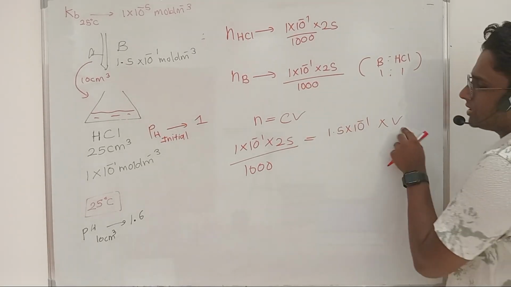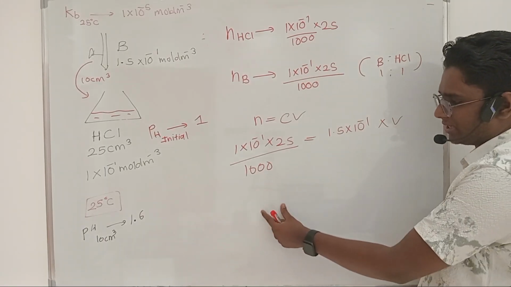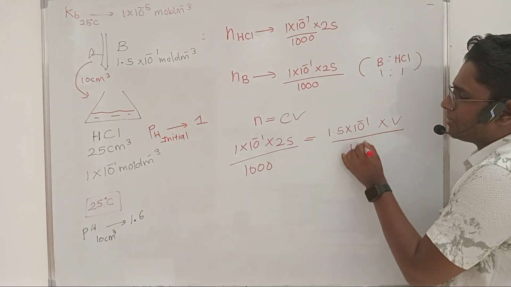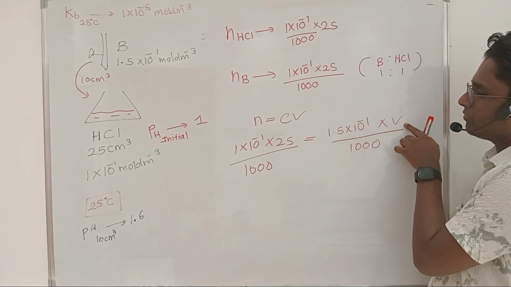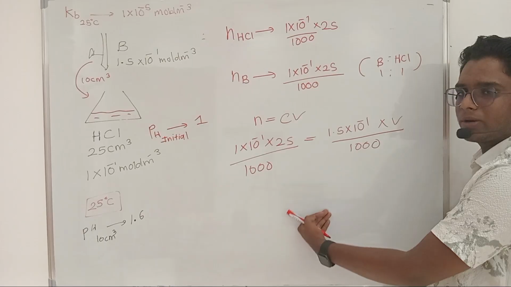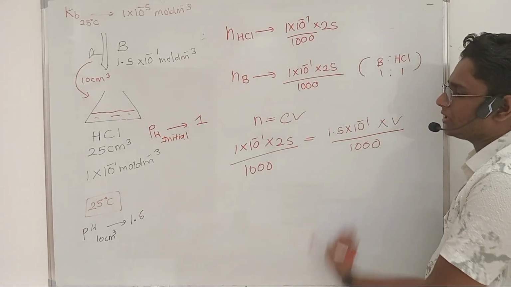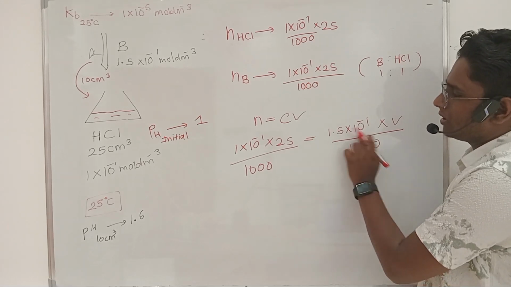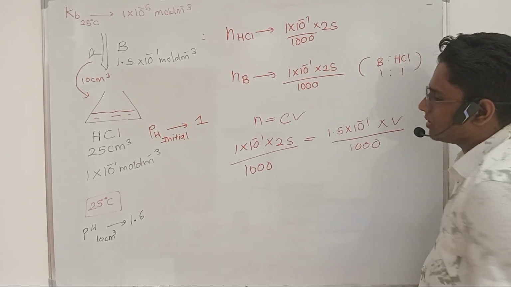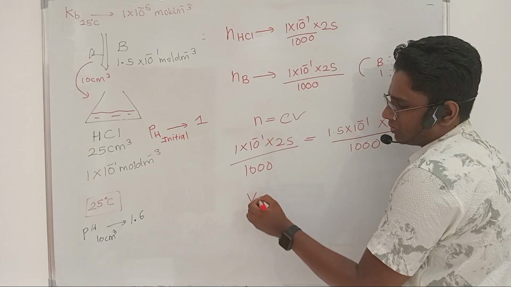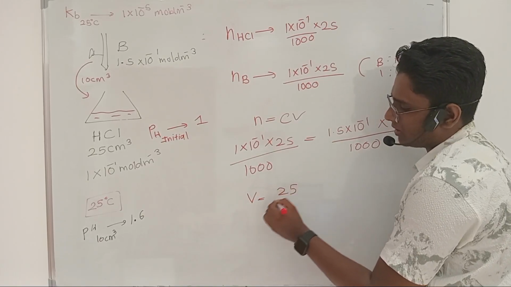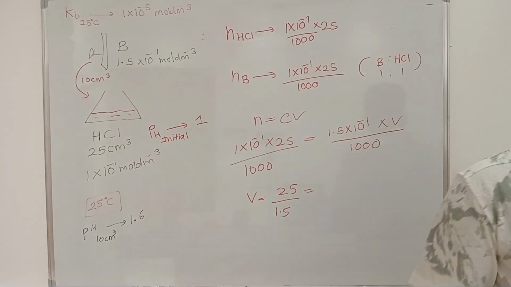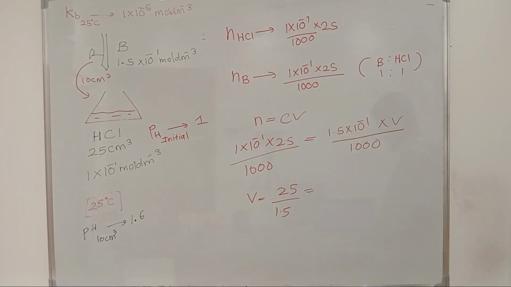To obtain the final value in centimeter cube, I can divide by 1000, right? Now if you get the value of V, you will get it in centimeter cube. So that's easy, right? Now 1000 you can cut, 10 you can cut, 25 divided by 1.5. So volume is equal to 25 divided by 1.5, right? I'll check with the calculator and tell you.